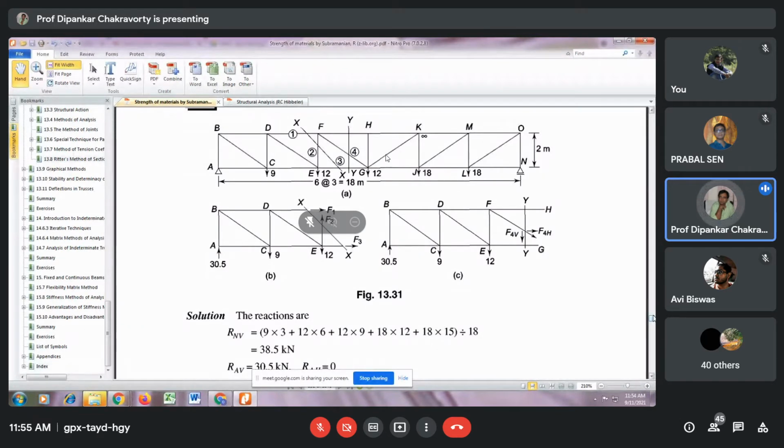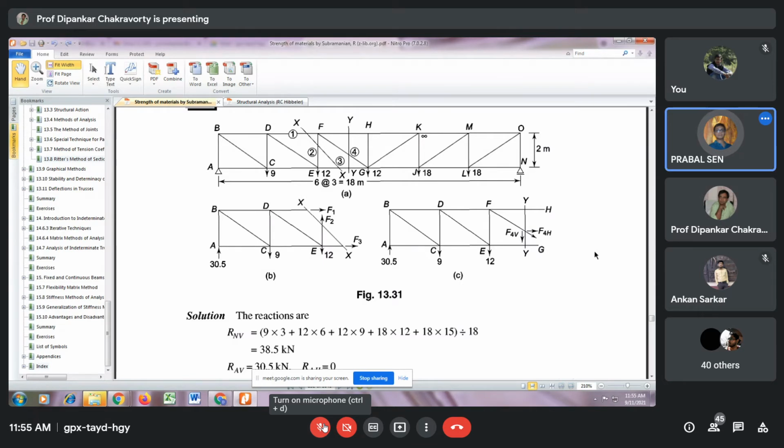Have you counted the number of members? 25. Yes, 25. So 25 is M, the number of members. What is the number of reactions? 3. Yes, 3. So 25 plus 3 is 28.